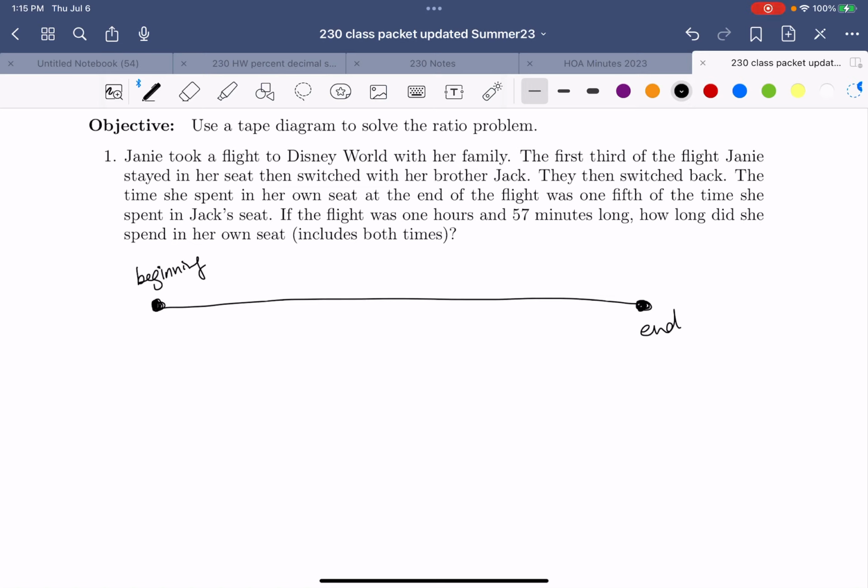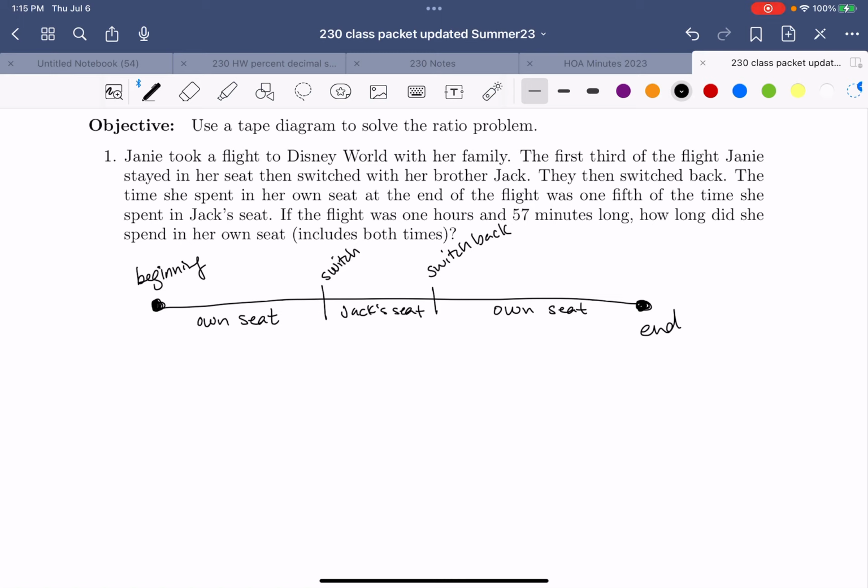And we know that she starts in her own seat. So for the first third of the flight, I'm going to divide it into 3 sections. A third is about here. So here she's in her own seat. Then 1/3 of the way she switches. Then they switched back. And we don't know when that happens, and I'm not going to worry too much about it. Let's say they switch back here. And so she was in Jack's seat during this time, and she was in her own seat during this time.